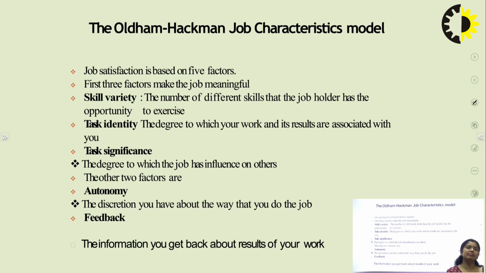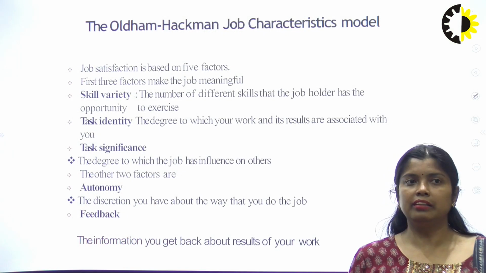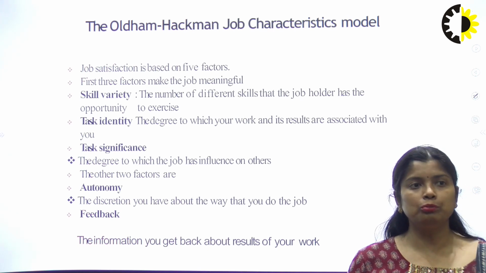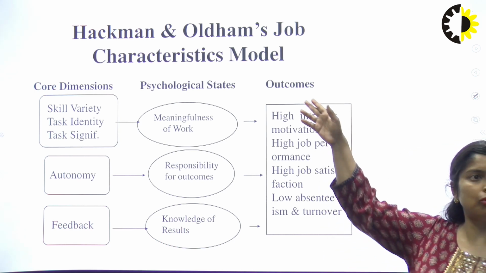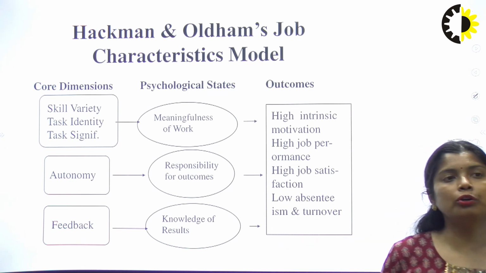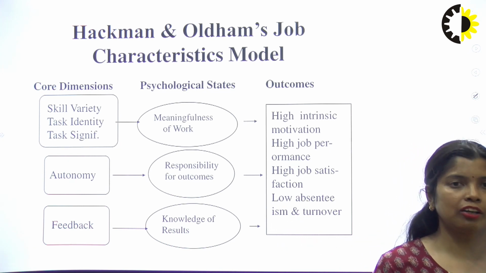The first one is skill variety. There are different sets of people with different sets of skills. The task identity is which type of work, which type of module you are going to implement in the software project. The task significance is that you are influencing the jobs of others, and autonomy is about the way you do the job. This is the Oldham-Hackman job characteristic model. These are the five values: skill variety, task identity, task significance, autonomy and feedback, so that you can get the motivation.